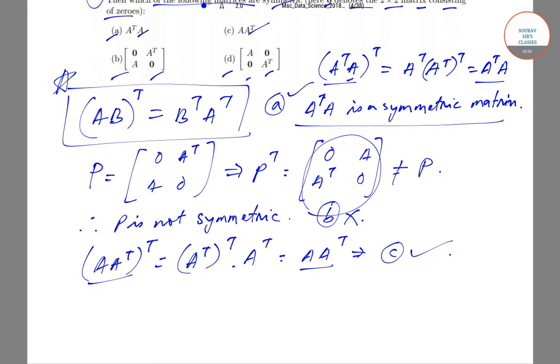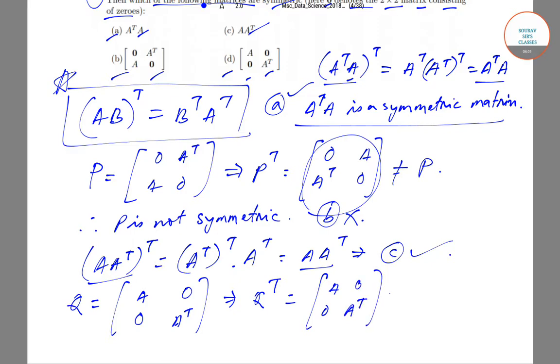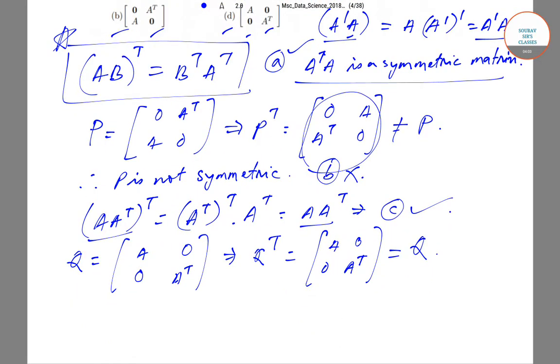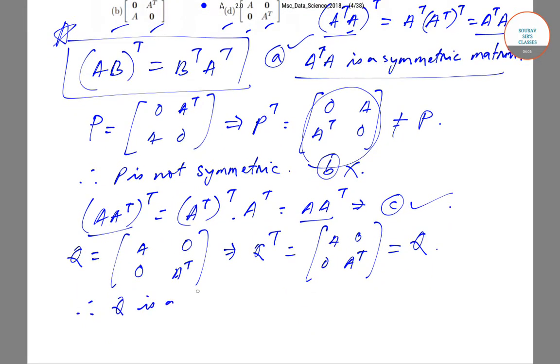Now let's go back to option D. In option D we take this matrix as Q, which is equal to A, 0, 0, A transpose. If you find Q transpose, the rows become the columns, so A, 0 stays A, 0 in the column, and then 0, A transpose. As you can see, this is equal to the matrix Q again. Therefore Q is a symmetric matrix, which implies that option D is correct.